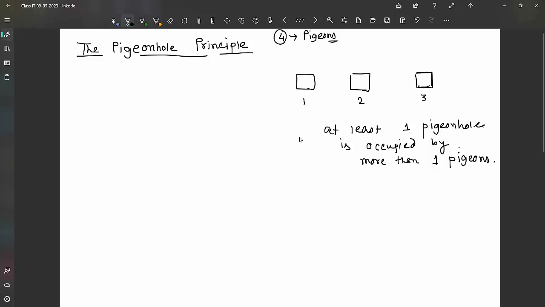Yes, sir. Okay. So if we increase this number to n, suppose n pigeonholes are there, 1, 2, 3, up to n, and a total of n plus 1 pigeons are there. So the number of holes is n, and the number of pigeons is n plus 1. Then also the same thing. Obviously at least one pigeonhole is occupied by more than one pigeon, otherwise it is not possible. तो एक तो पिजियन होल होगा, जहां पर एक से ज्यादा ही कबूतर होंगे. So this is the pigeonhole principle.